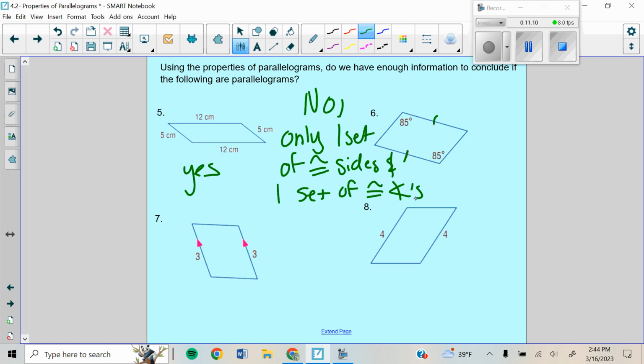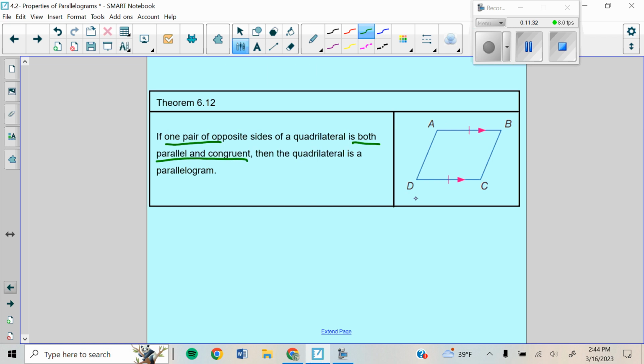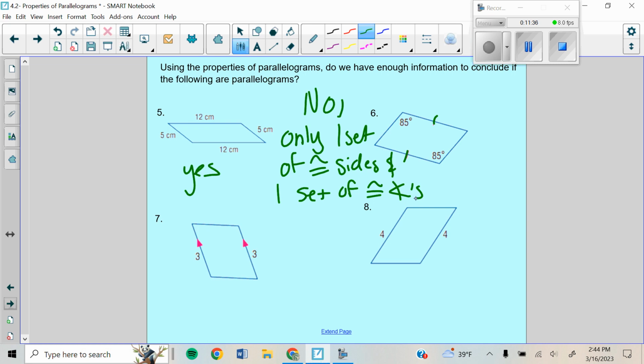All right, let's look at 7. I see those little red arrows, and just a reminder, those little red arrows mean that those sides are parallel. So that set of sides is both parallel and congruent. Does that have enough information to say this is a parallelogram? Well, if you're not sure, look directly above in your notes at this theorem here. This says if 1 set of sides is parallel and congruent. Well, look, we have 1 set of sides that's parallel and congruent. So then, yes, this is enough.